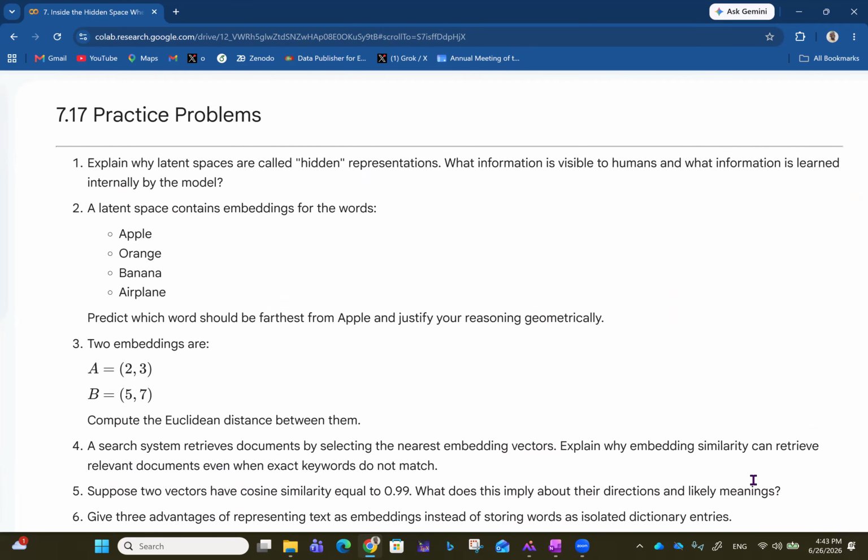And then, of course, I get to solve two of them. In this case, I'll be solving problems 4 and 16. So these are the first 6 questions, and I'll be taking care of this one. A search system retrieves documents by selecting the nearest embedding vectors. Explain why embedding similarity can retrieve relevant documents even when exact words do not match. Of course, we've talked about things close to this in previous videos, because meanings matter more than actual words, for sure. So these are the first 6 problems.